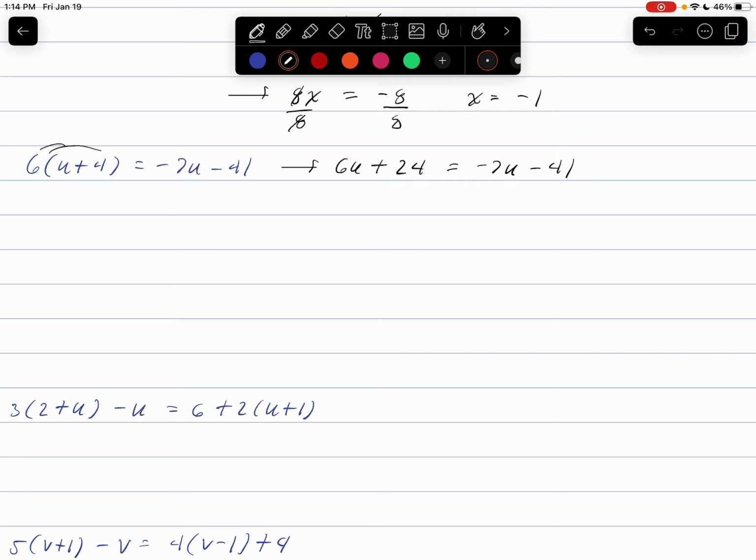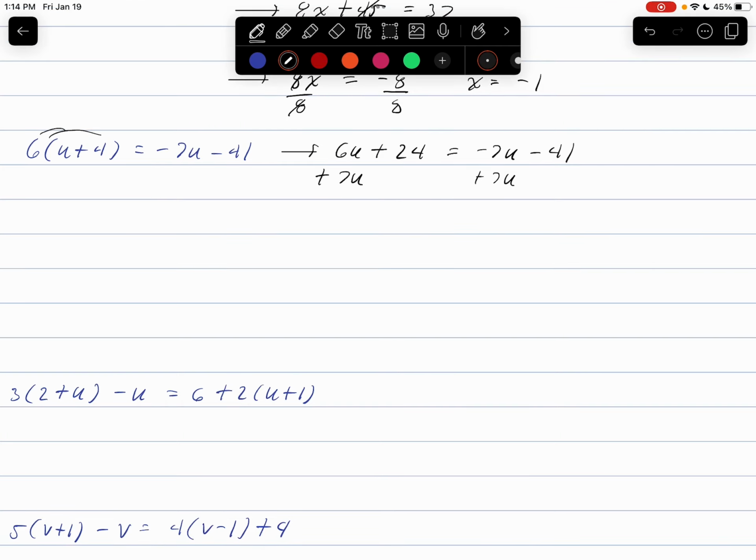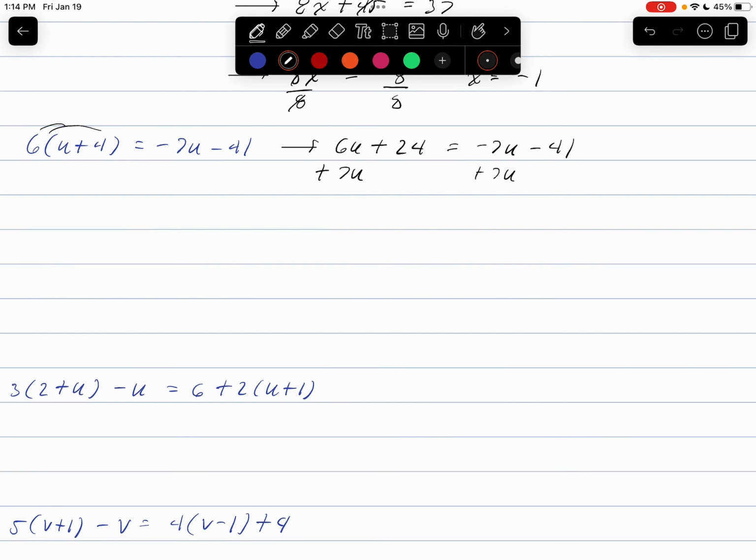Okay, so we have a couple choices. We can either move this 6u over here, or we can move the negative 7u. I like to keep the variables positive, so what we're going to do is move the 7u from this side to this side. All right, so when we do that, we'll have 13u plus 24 is equal to negative 41.